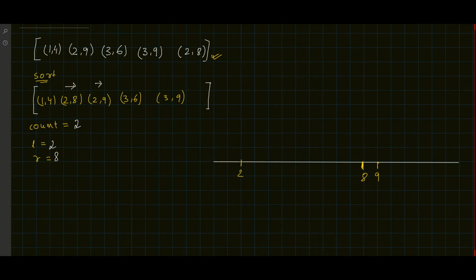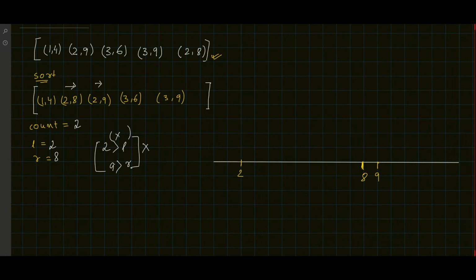Now we have come to 2 and 9. We see that 2 is not greater than left here, but 9 is greater than right. So this condition does not hold here, because left is 2 and we cannot say that 2 is greater than 2. So this condition is not satisfied, and we can't increase our count.